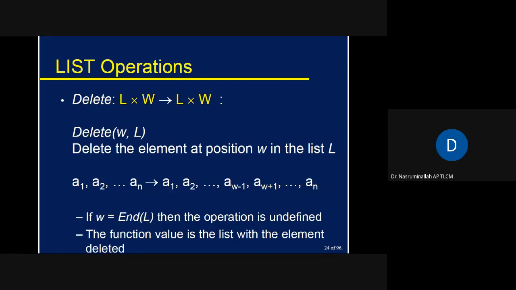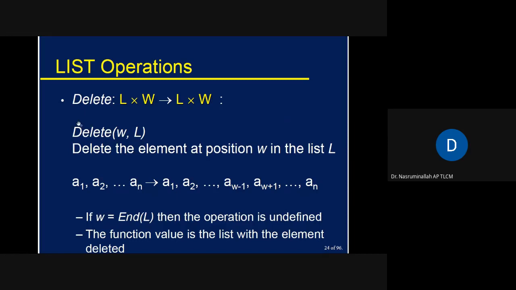Similarly, we have the delete operation. The delete operation deletes the element at the existing window location within the list. It deletes that, and the updated list, in which the element has already been deleted, is returned.